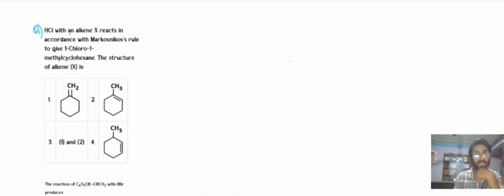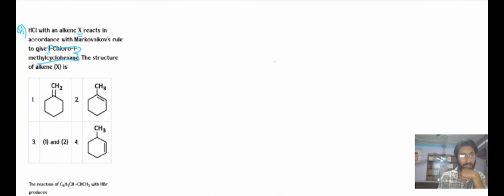The HCl with an alkene X, some alkene X, reacts in accordance with the Markovnikov rule to give 1-chloro-1-methylcyclohexane. Okay, this is the product. The structure of the alkene is, so I have to see the possibilities which can give us this product, 1-chloro-1-methylcyclohexane. So this is the cyclohexane, this is 1-chloro and this is 1-methyl. There are four options; which alkene among them can produce this product?